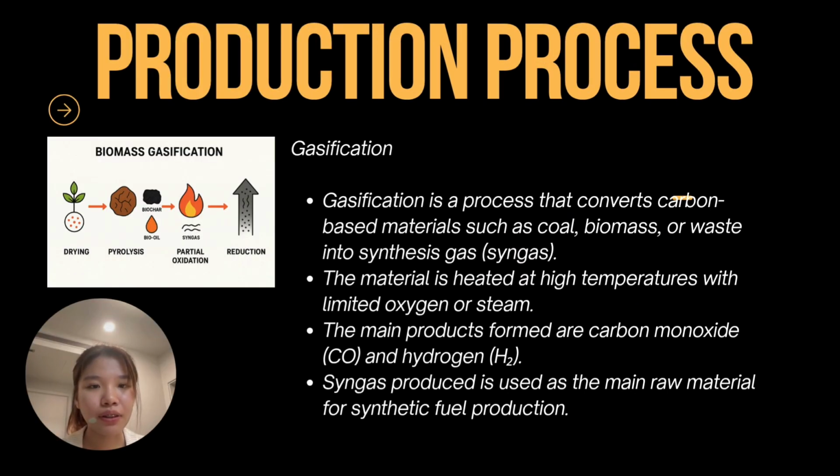The first production process is gasification. Gasification converts carbon-based material such as coal, biomass, and waste into synthesis gas, also known as syngas. The process occurs at high temperature with limited oxygen or steam. The main product forms are carbon monoxide and hydrogen. Syngas is an important raw material used for synthetic fuel production.